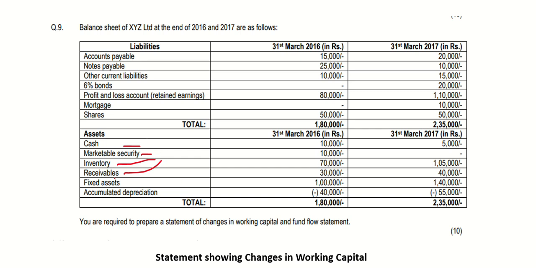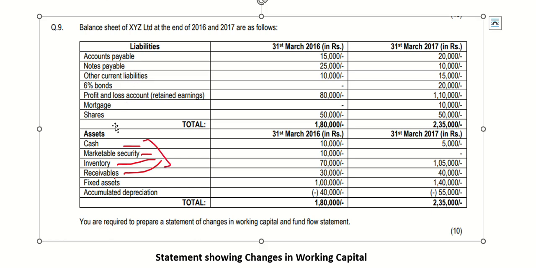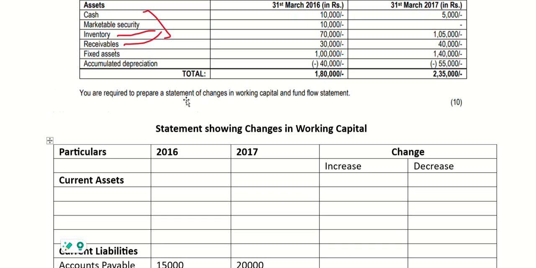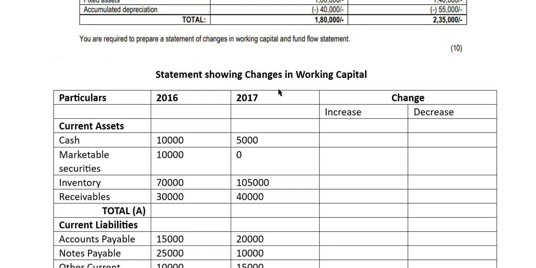So we have found our current assets. Here are our current assets. Similarly, like we have written current liabilities, I'm going to list down the current assets here. I'm going to write the amount of current assets here. After that, we can see the change in current assets and we can find the final important answer, that is working capital.